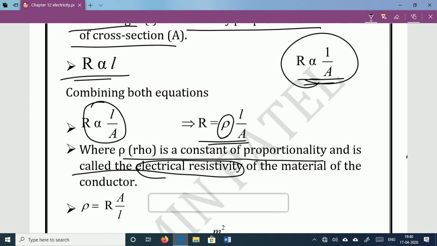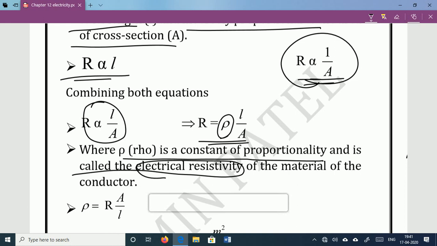Suppose I take a 1 meter copper wire, a 2 meter copper wire, or a 10 meter copper wire, the resistivity remains the same. So from resistivity we can judge and predict whether the given material is a good conductor, poor conductor or semiconductor. So resistivity is the important property of the material compared to resistance.